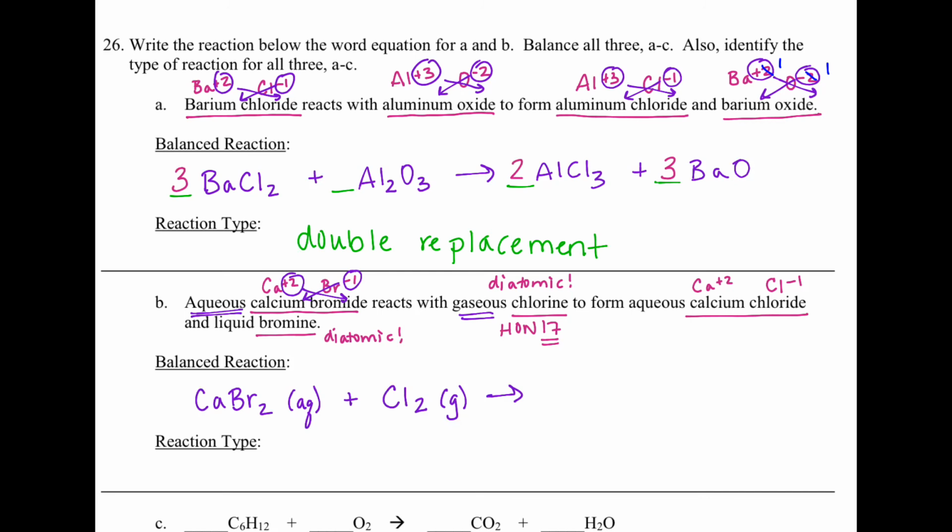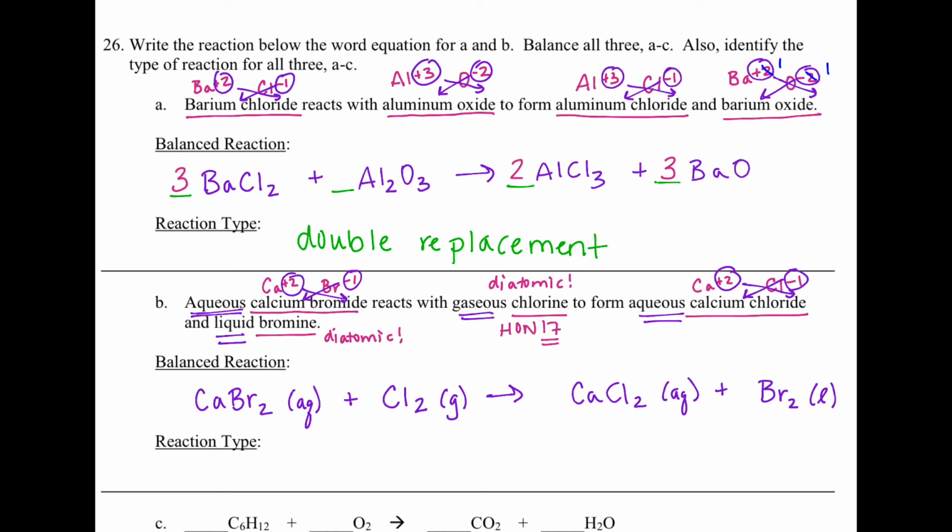Forming aqueous calcium chloride, so let's crisscross our ions so we get our full formula, which would be CaCl2, and it said it was aqueous. And liquid bromine, if it was any other element, it would just be the symbol, but because it's a diatomic one, we write Br2, and it said it was a liquid, so there we are. Okay, so there's our whole skeleton.